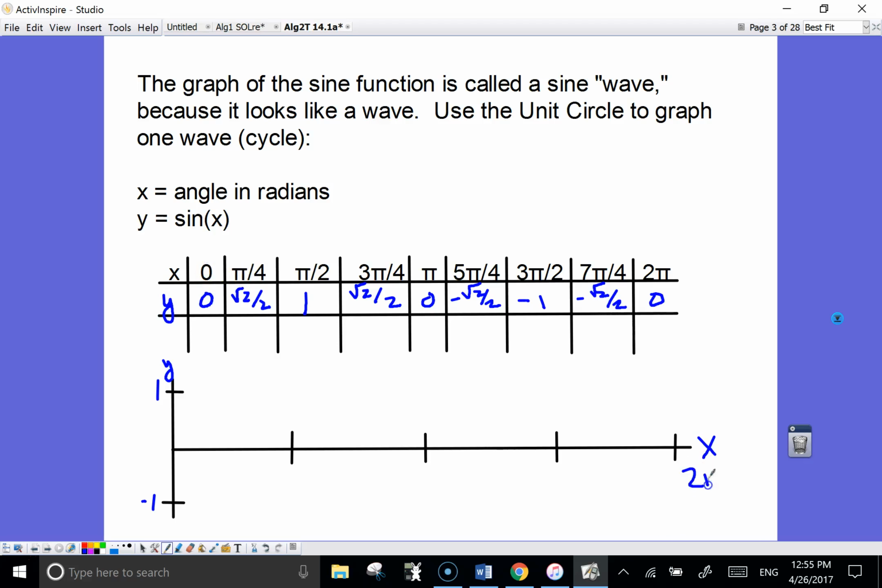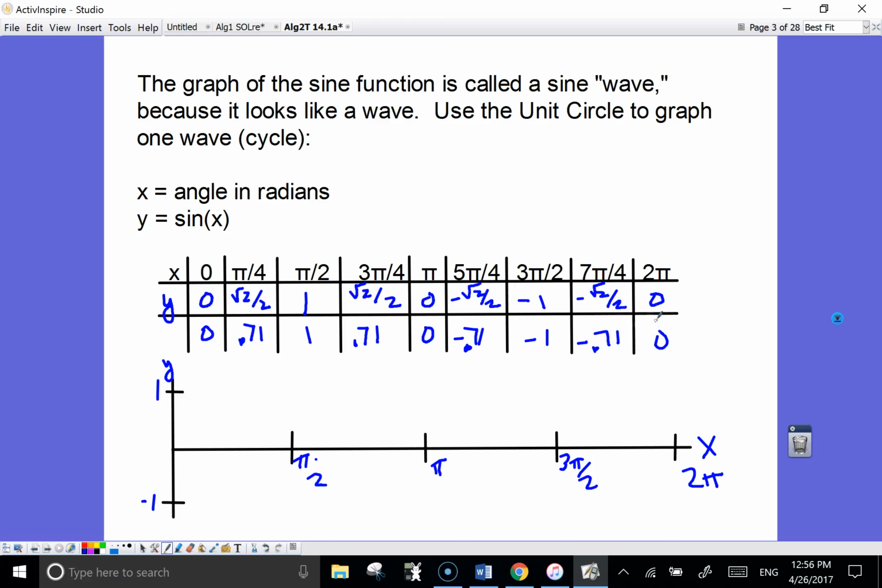So this is going to be 2 pi. That makes this pi. This is 3 pi over 2. This is pi over 2. Now in order to know exactly where to plot this, we should turn these into decimals. There's only one there really, root 2 over 2, which is about 0.71. So then this is a 1. This is another positive 0.71. There's a 0. Now we got a negative 0.71. Then we get a negative 1. We get another negative 0.71. And then we get another 0.